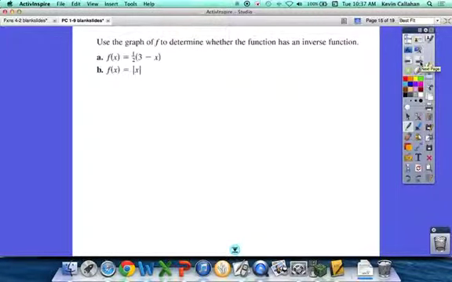Okay. So use the graph of f to determine whether the function has an inverse. You could put it in the calculator if you need to. They're giving us some pretty basic graphs here, right? So you could actually just sketch the graph. This is linear. If you write it like this, that's minus 1/2 x plus 3/2. Right, that's mx plus b.